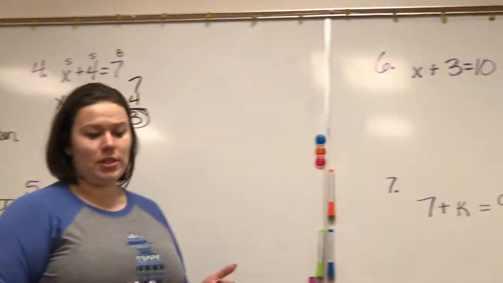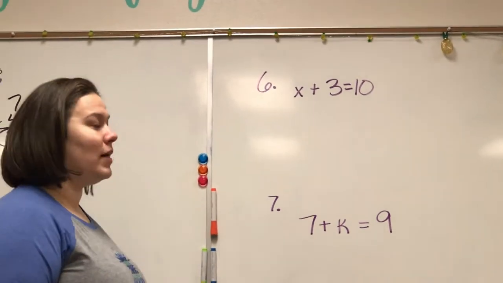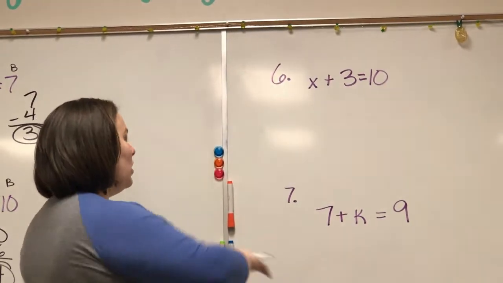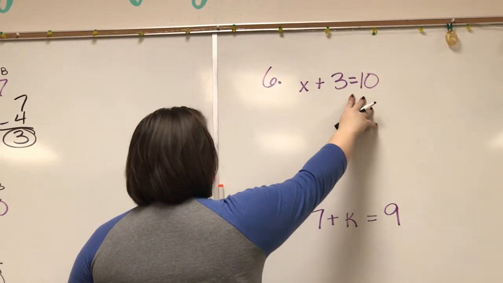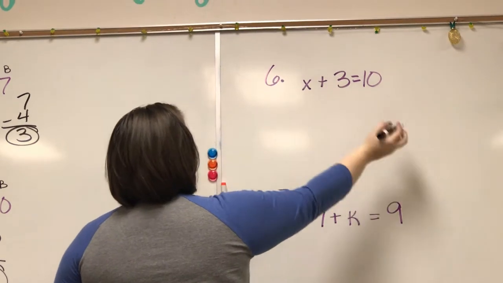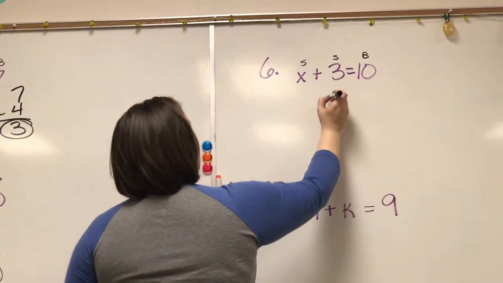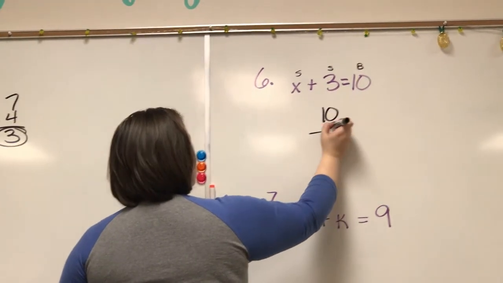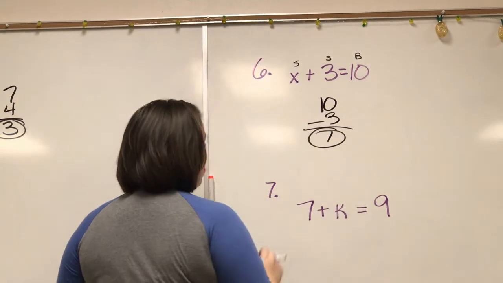Number 6 and number 7 has word problems given to you. If you want to read through the word problem, I highly suggest you doing so. In the long run, it gives you this equation. Remember, an equation has an equal sign. Small number, big number. Take your big number, subtract what's given to you. X is equal to 7.